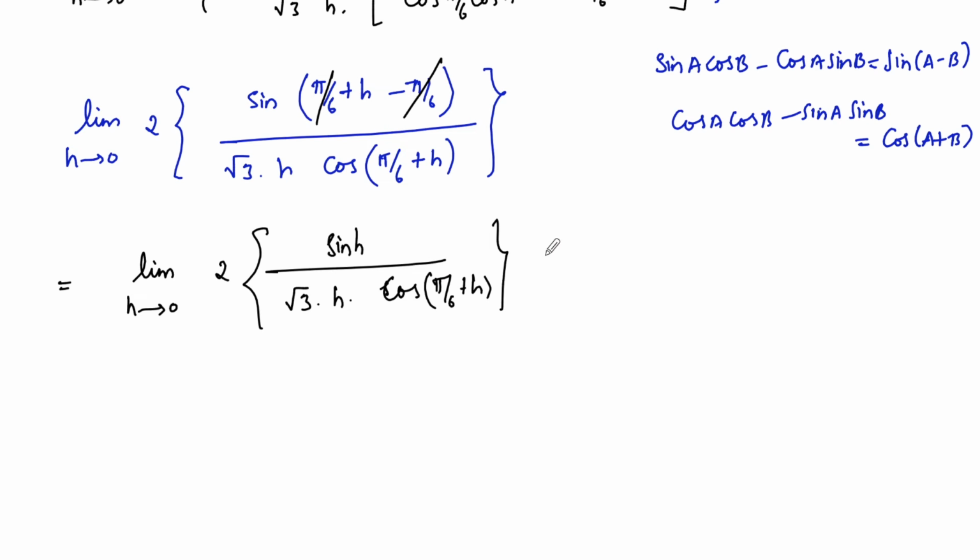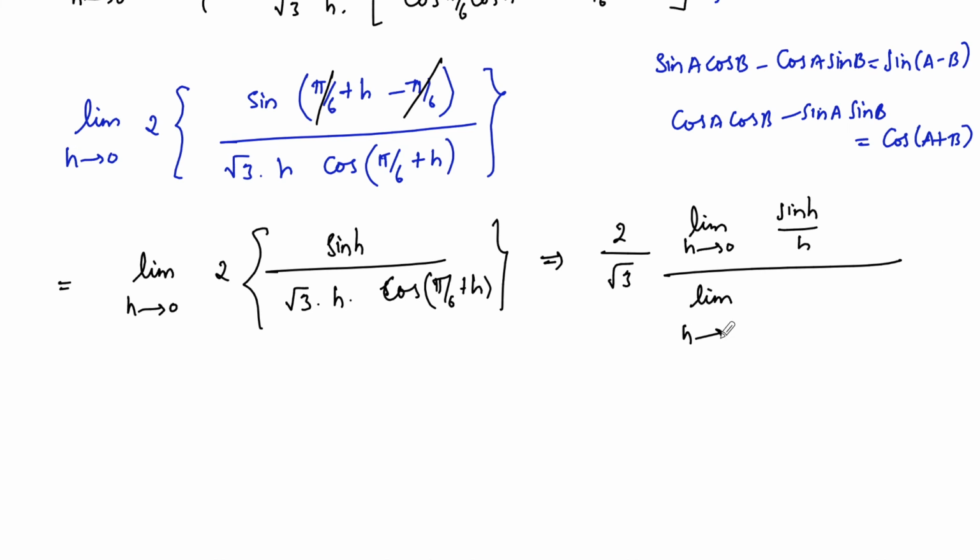And by using algebra of limits we can also write this as limit h tends to 0. So 2 upon root 3 is constant, so let me put out, and sin h divided by h. So 2 upon root 3, we can write limit h tends to 0 sin h upon h, and again the denominator limit h tends to 0 cos of pi by 6 plus h.